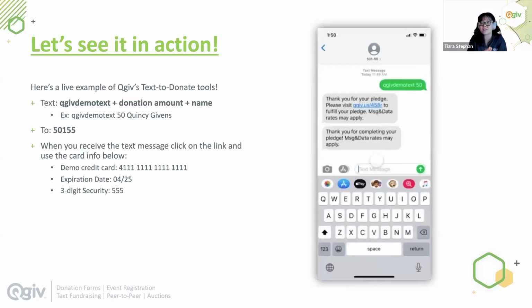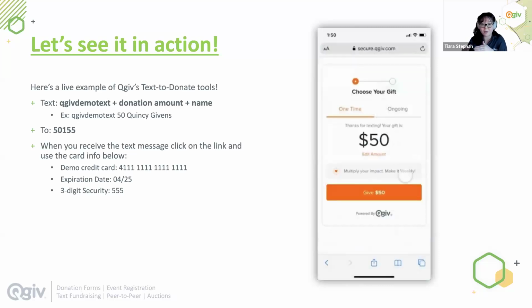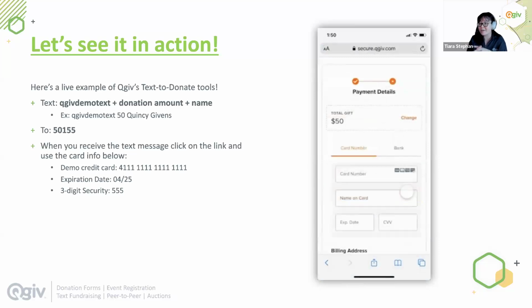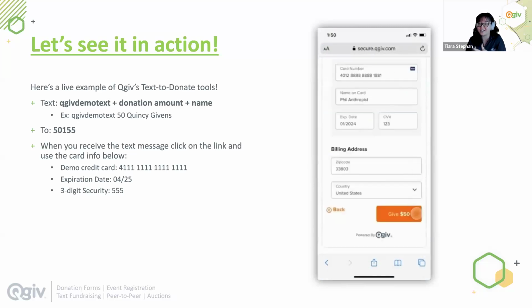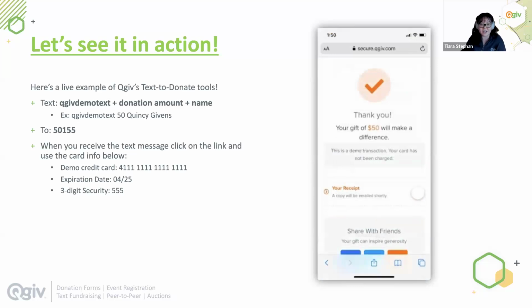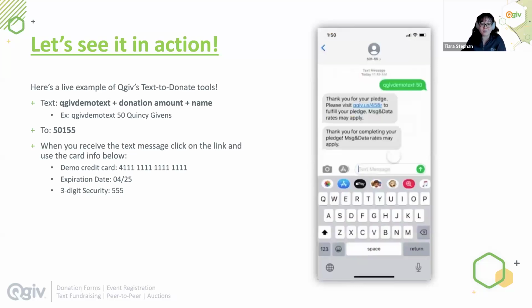And then when you receive the text message, you click on the link that'll send you to a donation form, and you can use the demo credit card information shown here. Again, this is a demo credit card, so no real money will be spent. But this is just a really easy way to take a look at what QGive's text to donate tools look like. When you've done that, feel free to go ahead and let me know in the chat.